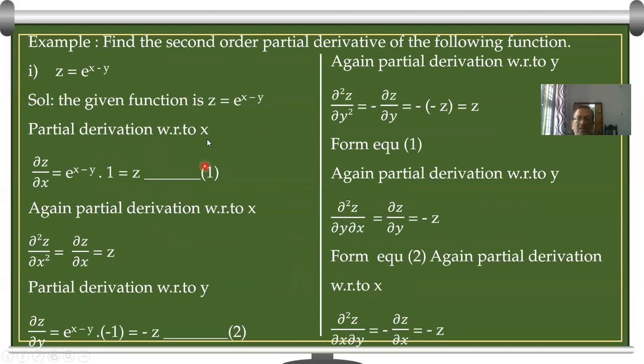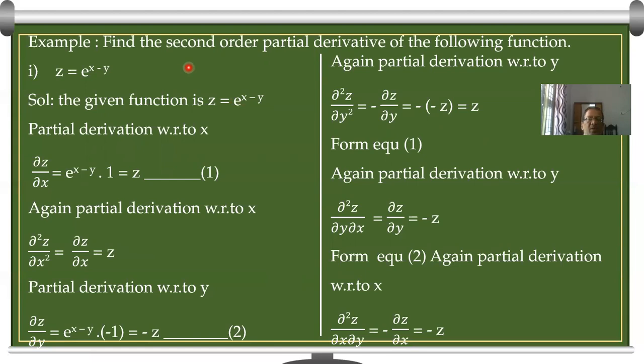The 3 or the 4 derivatives now. Okay? We have to calculate 4 values. The given function is z equal to e power x minus y. It is a function, no? We know that e power x, what is the derivative of e power x? It is the same, e power x.